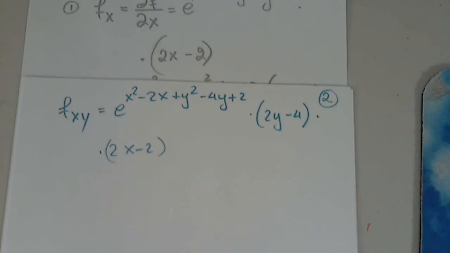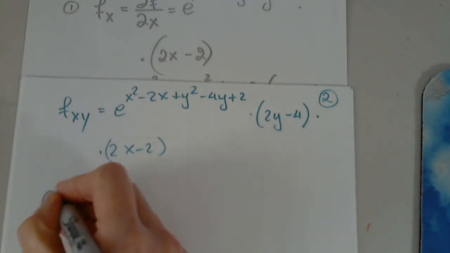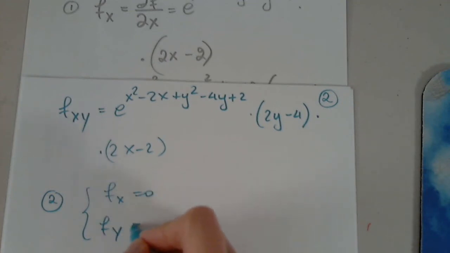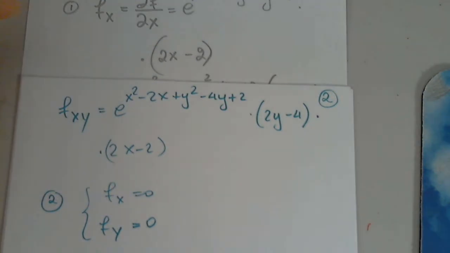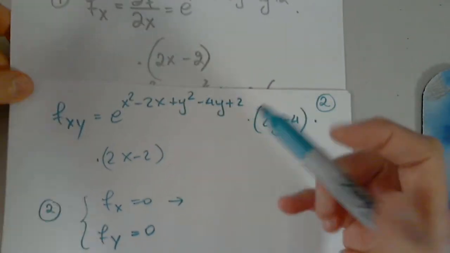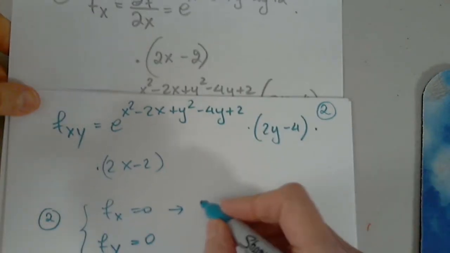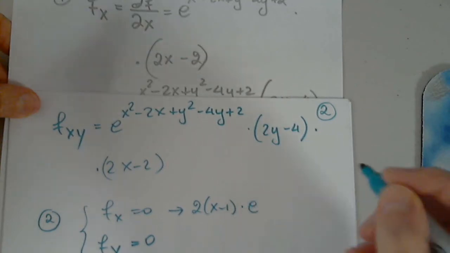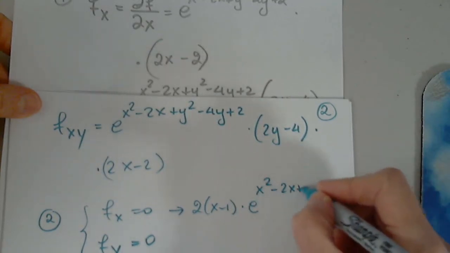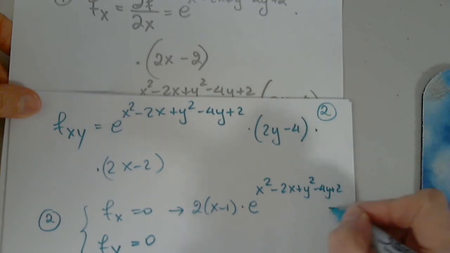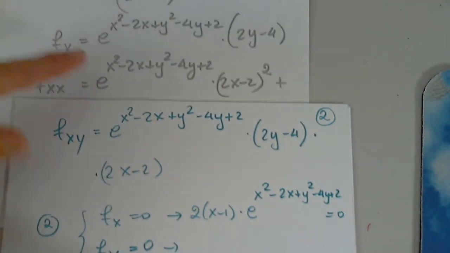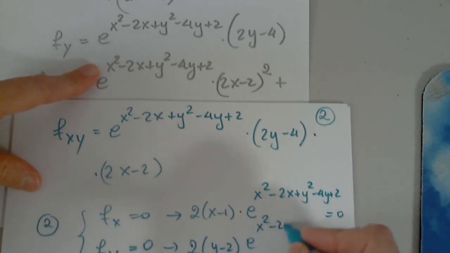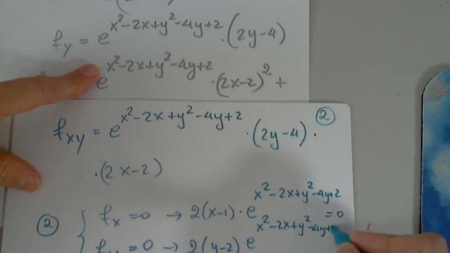At this point, we move on to step number 2, in which we create the system. Fx equals 0 and Fy equals 0, and see what happens. Okay. So from here, Fx equals 0. I'm going to factor out 2, x minus 1 times e to whatever equals 0. And now I'm looking at Fy, 2, y minus 2, e to that whatever equals 0.